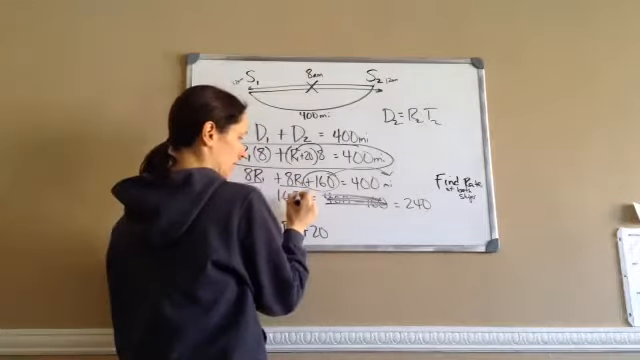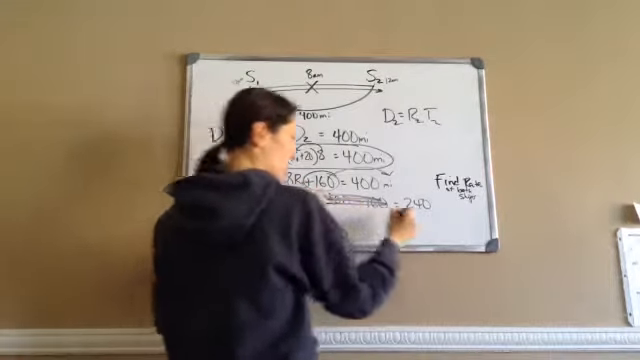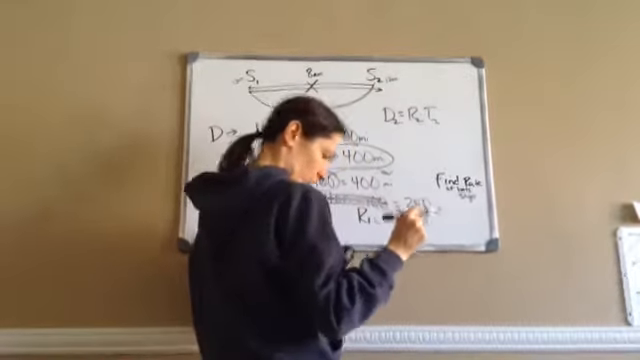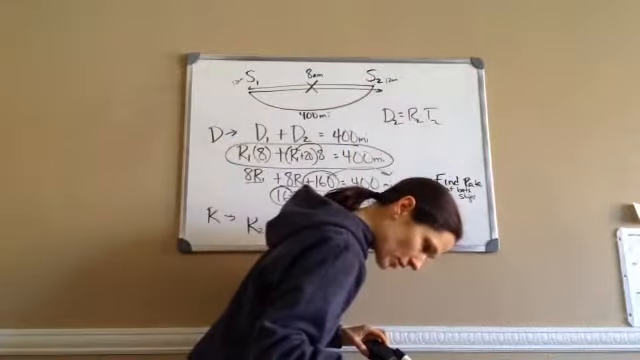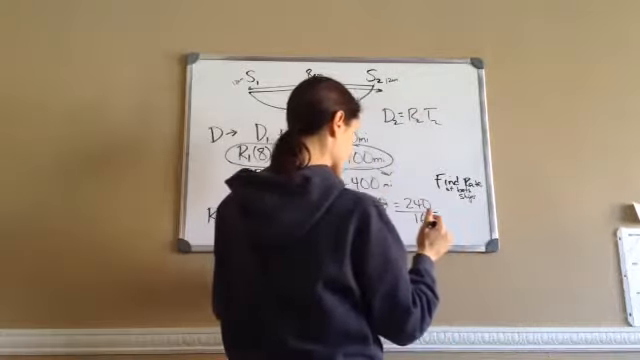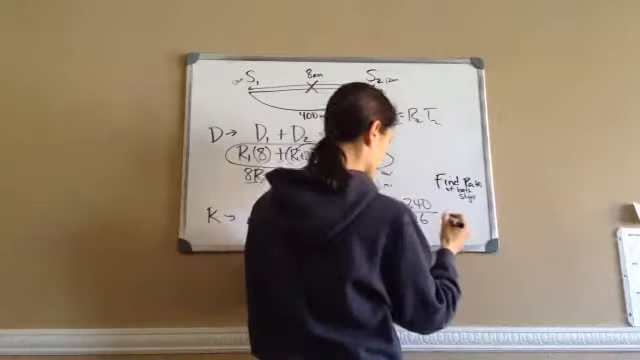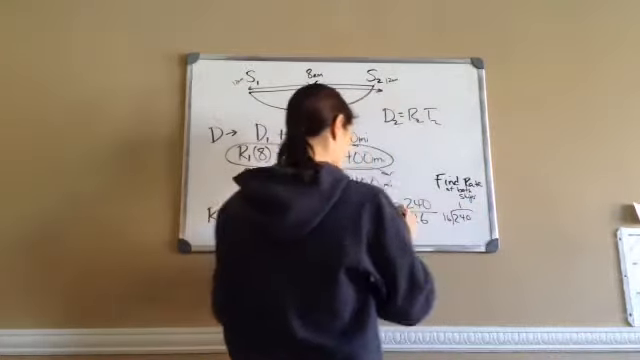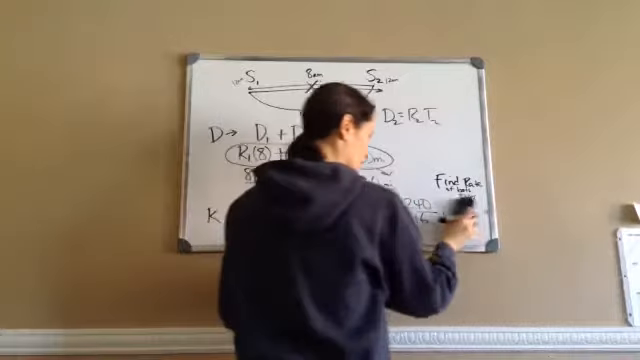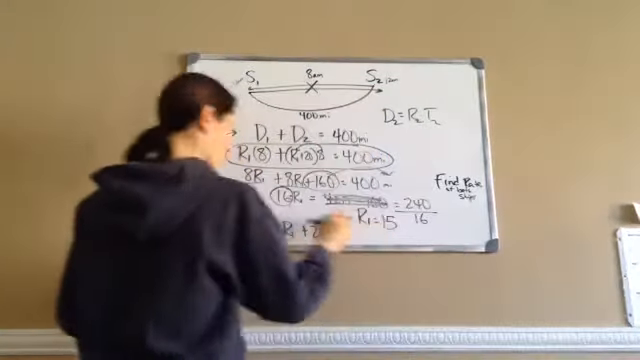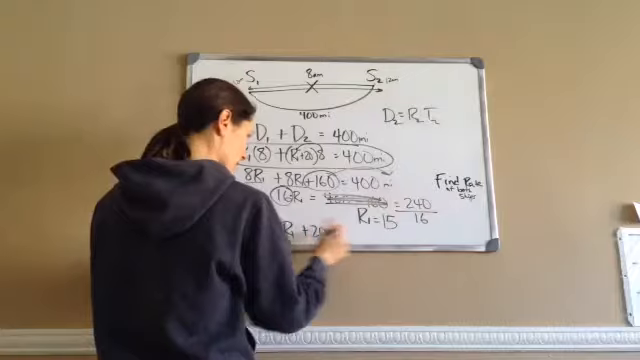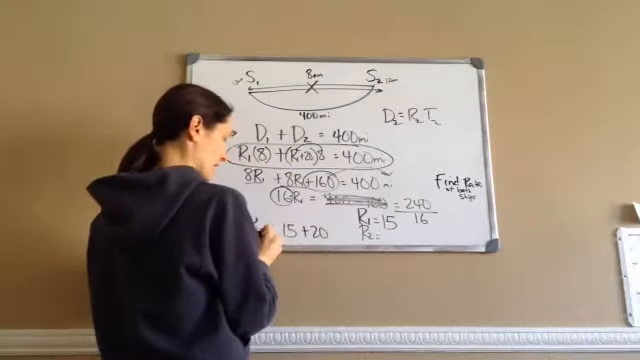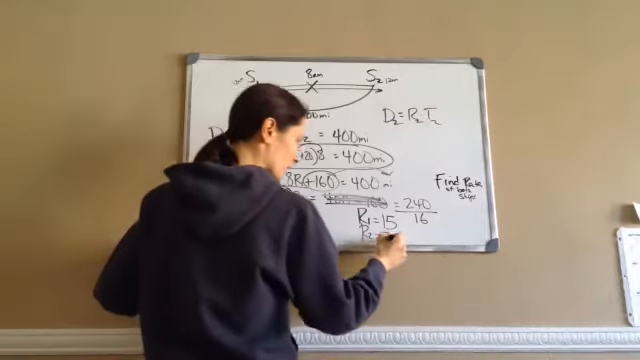So we're trying to get R1 by itself, so this times 16 becomes divided by 16. And R1 equals, 240 divided by 16, it's going to be 15. Okay, so R1 is 15. So if R1 is 15, then what was the rate of the second train? The second train is 15 plus 20, which is 35.